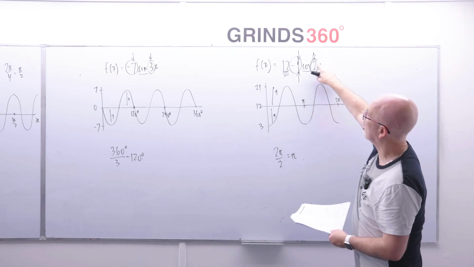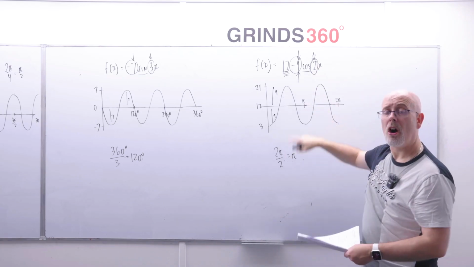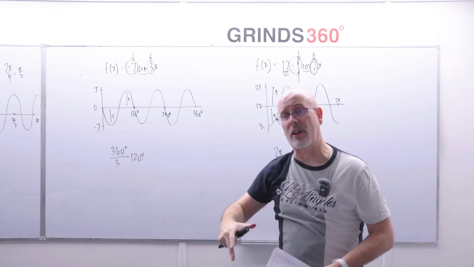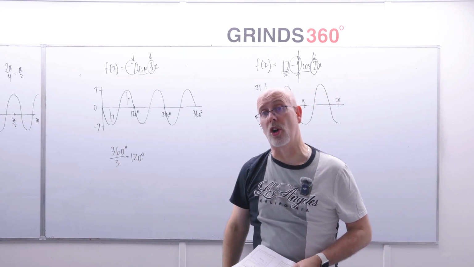So dividing a full circle by that number there will give you the period, or dividing a full circle by the period will give you that number there. And in the next lesson, we'll have a look at how we can apply that to real world problems.